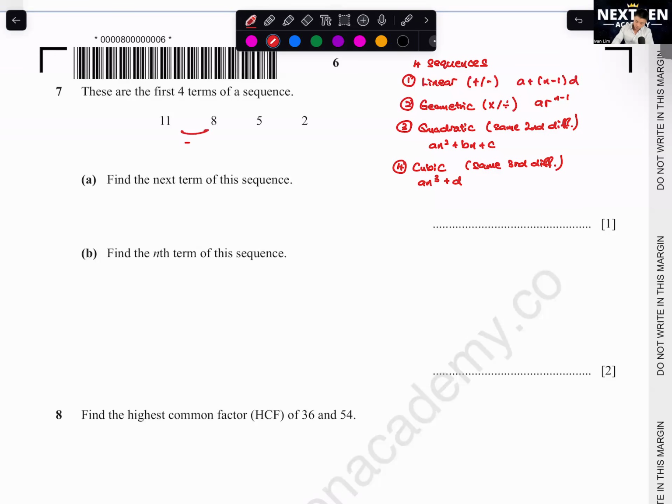Pattern here, minus 3, minus 3, minus 3. So the next one should be minus 3. This is called a linear sequence. So 2 minus 3, which is negative 1. Find the nth term of this sequence.